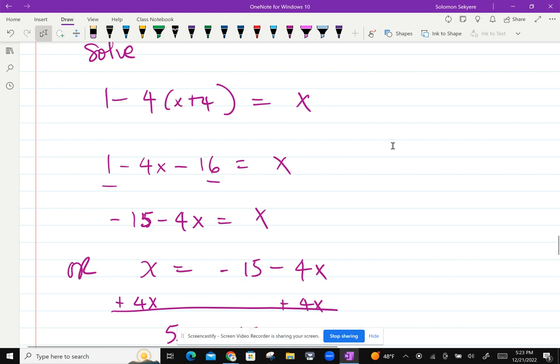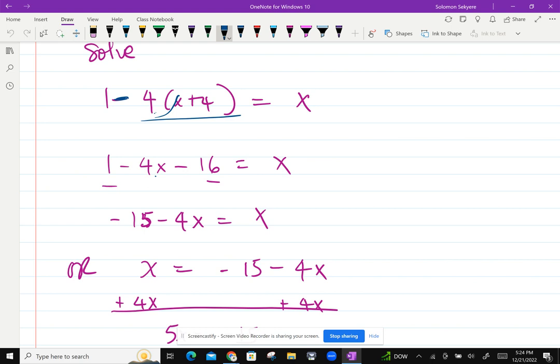What if we have 1 minus 4 parentheses x plus 4 equals x? Again, we have to distribute. This negative here is part of the 4, so we are going to multiply -4 through the parentheses. -4 times x is -4x, and -4 times +4 is -16. Remember, we did that: negative times positive is negative. So now we have 1 minus 4x minus 16 equals x.